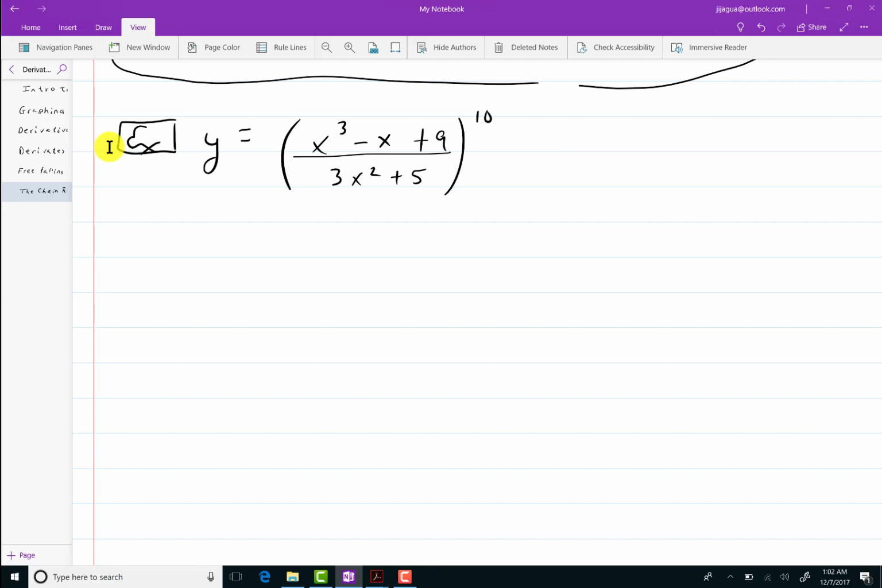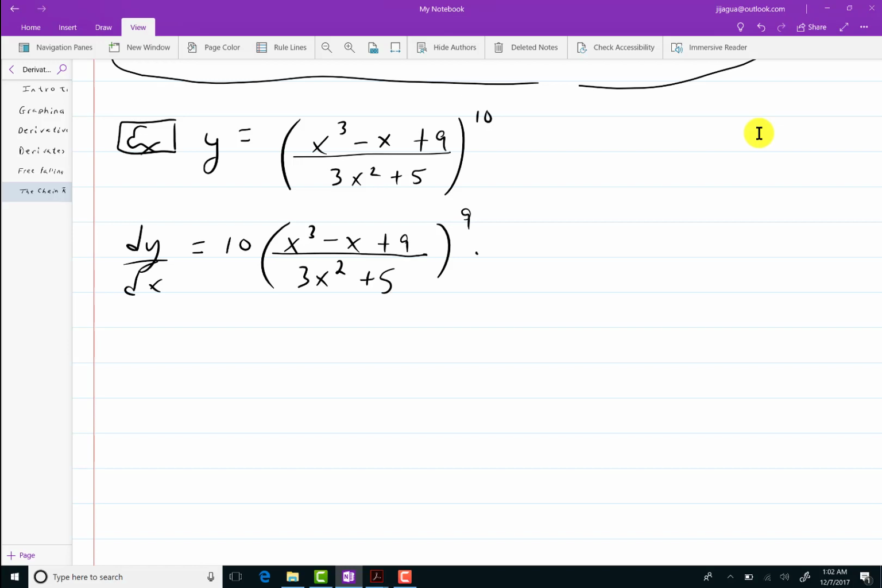This one here has a fraction inside of a power. So when I do the derivative, the outermost function is raising to the 10th power. So I'll have 10 parentheses to the 9th, (x cubed minus x plus 9) all over (3x squared plus 5), times the derivative of that fraction.